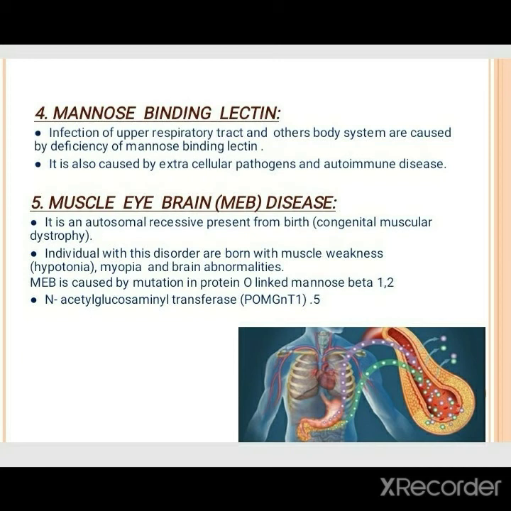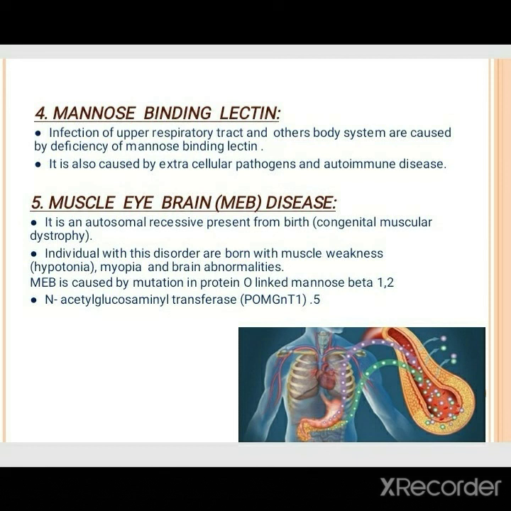The last disorder is muscle eye brain disease. It is an autosomal recessive disorder present from birth. Congenital muscular dystrophy. Individuals with this disorder are born with muscle weakness, hypotonia, myopia, and brain abnormalities. This disorder is caused by the mutation in protein O-linked mannose beta 1,2-N-acetylglucosaminyltransferase. This enzyme participates in O-mannose glycan synthesis.